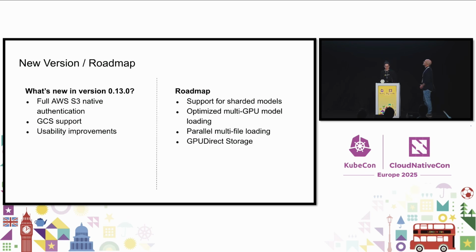Yeah, and some exciting news that's coming up and that's already here. We have a new version, 0.13. It has full AWS S3 native authentication. Now we also support GCS, and we have some usability improvements. And in the roadmap, we have some very cool stuff coming up. We are going to support sharded models, optimize multi-GPU model loading, have parallel multi-file loading, and we are also planning to support GPU direct storage.